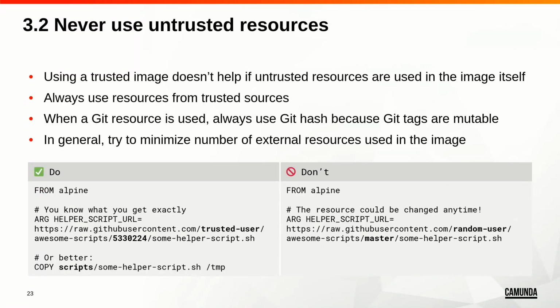Never use untrusted resources. Using a trusted image doesn't help if you are using untrusted resources in the image itself. For example, some of the build scripts could be downloaded from the internet or so. So if needed, always use resources from trusted sources. And when you download something from a Git repo, for example GitHub or so, always use the git hash to make sure you will get what you really expect.